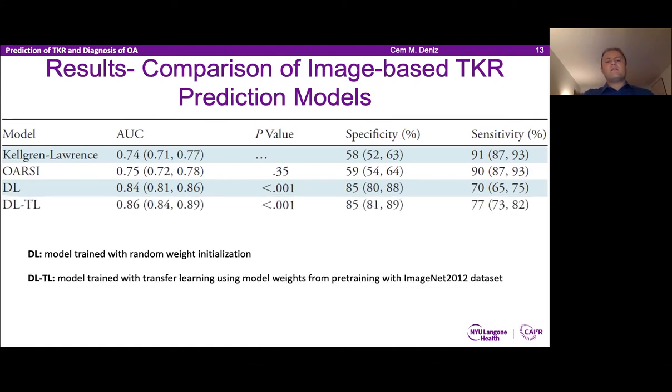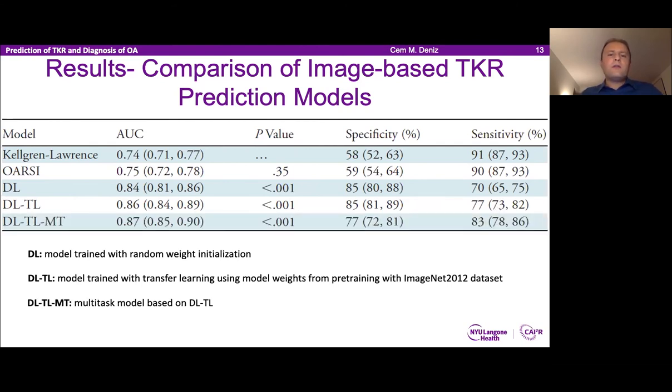We have tried transfer learning as well with this deep learning model. And we used the model weights from a pre-trained model from the ImageNet dataset. You can see that using the pre-trained model improved our AUC from 0.84 to 0.86 and improved the sensitivity as well. As a last step, we incorporate the information of multitask learning from semi-quantitative KL grades. The area under the curve is improved, but there was a shift between the specificity and sensitivity. So we obtain a higher sensitivity and lower specificity with respect to the previous deep learning models.